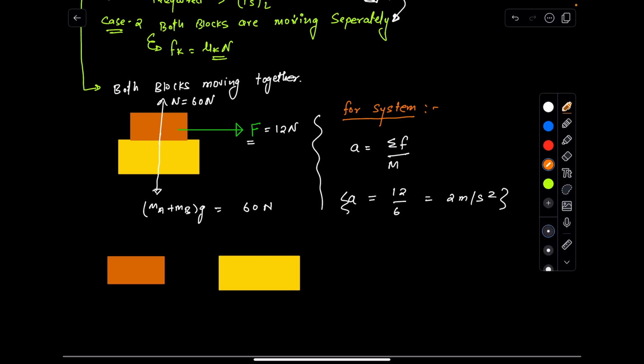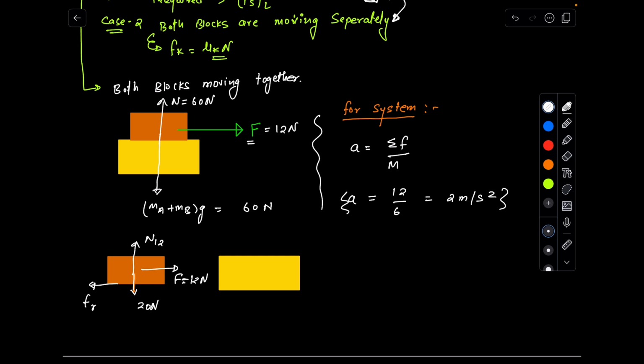We know that this is our 2 kg block. So the forces will be 20 Newton in the downward direction, the gravity. And the normal on the first block because of the second block is upward, and there is an external force of 12 Newton like this. Because of this, block 1 has a tendency of going in the forward direction. That's why the friction will be acting in the left direction.